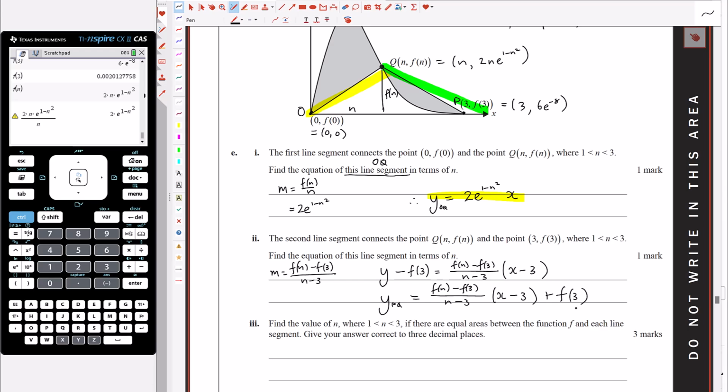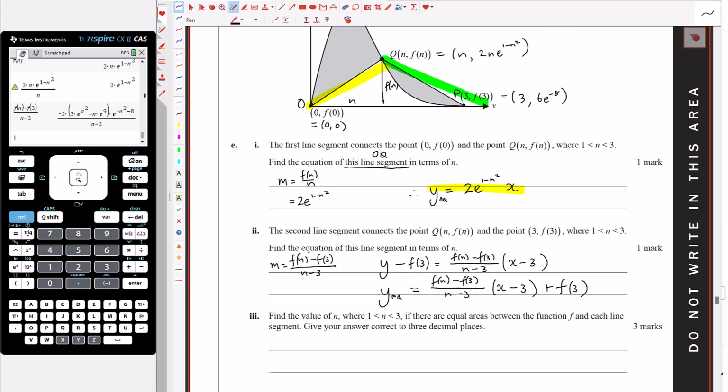But as I said, even if you just worked out that gradient, f at n minus f at 3 over n minus 3, that's the gradient, let alone by the time you then expand that out with x minus 3 and then add f at 3 on. So I'm just going to leave it like that, and that's fine.